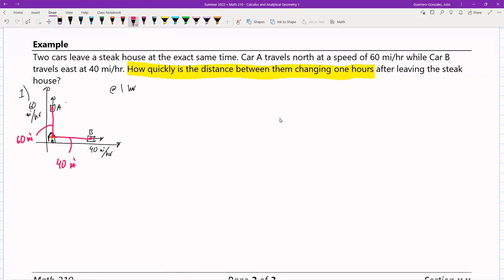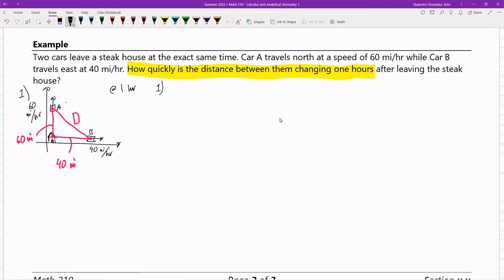And we want to find how quickly the distance between them is changing. We want to find this. So I'm going to define a length here. This is going to be a capital D. That is the distance between them. Let's go ahead and do the rest of step one.